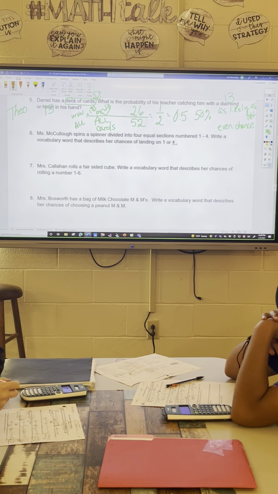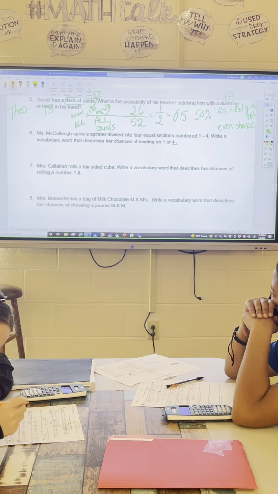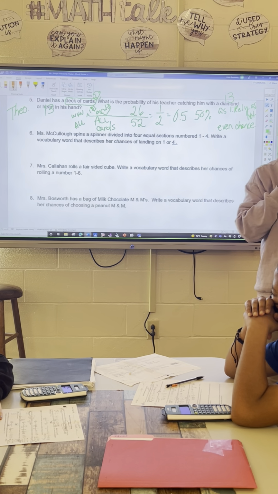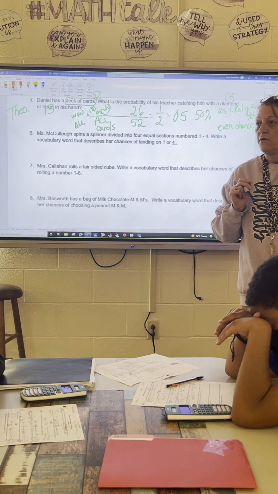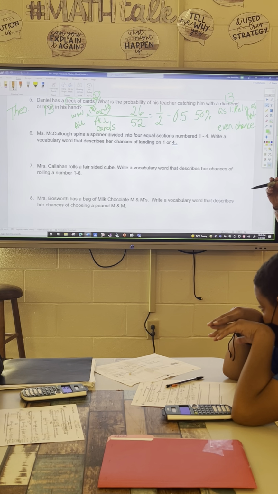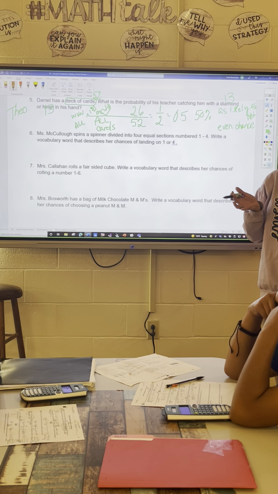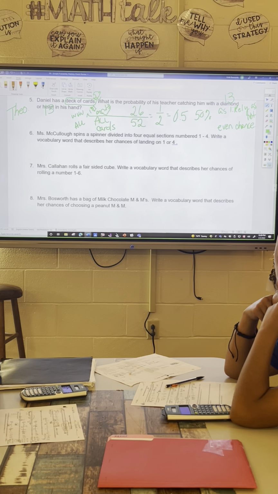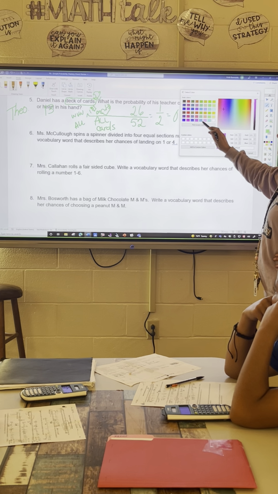Write a vocabulary word that describes her chances of landing on 1 or 4. Another way to say that question is, what is the likelihood? Well, first, let's just get the probability. Let's figure out what the chances are. Then we'll get to the vocabulary.